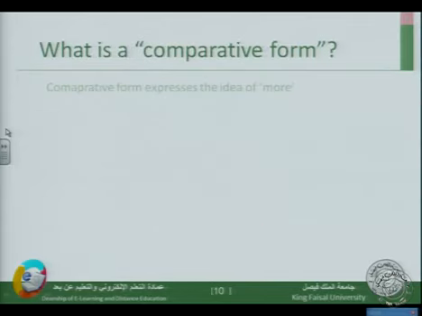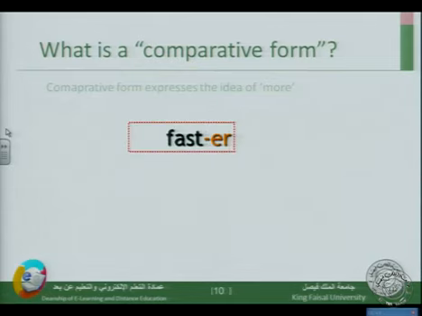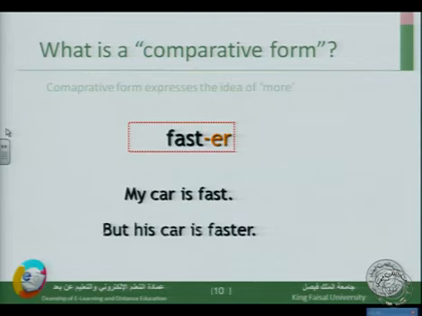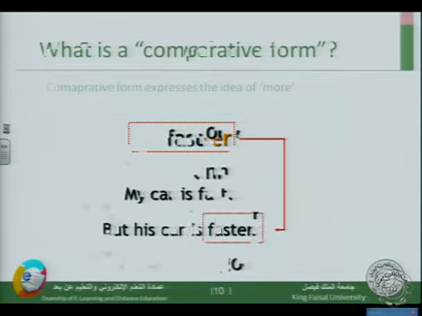What is a comparative form? The comparative form expresses the idea of more. مثلا نحكي fast, faster, يعني more fast. My car is fast, but his car is faster than mine. يعني more fast than mine. لكن ما بنقدر نحكي more fast. الآن حناخذ القواعد اللي كيف ممكن نستخدم ER أو more.